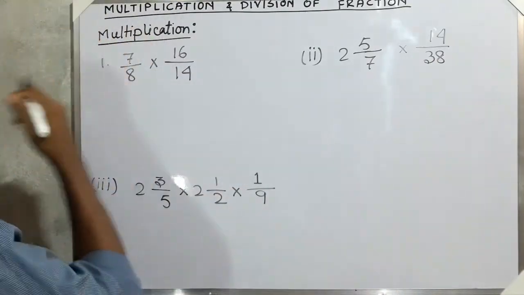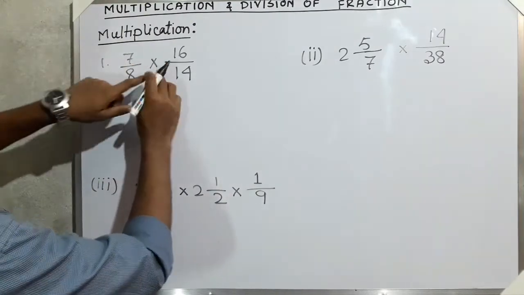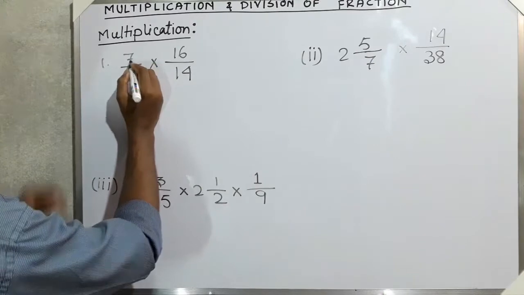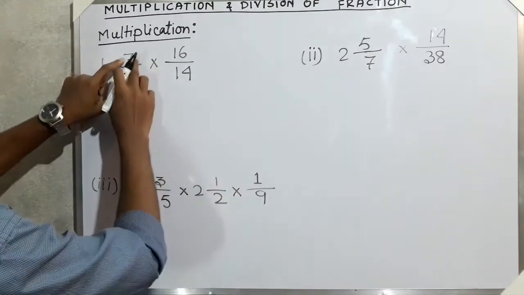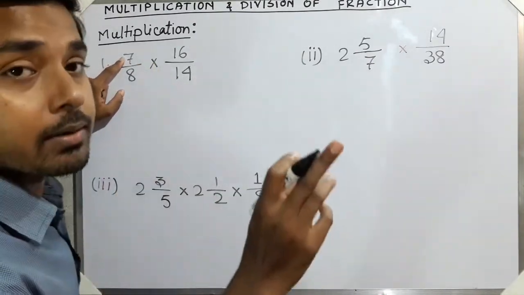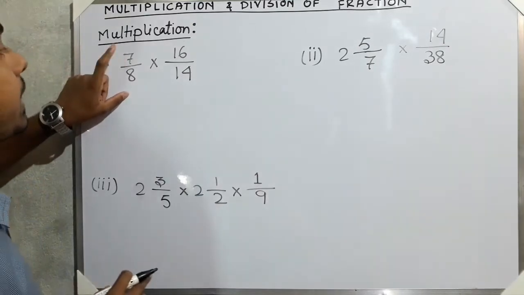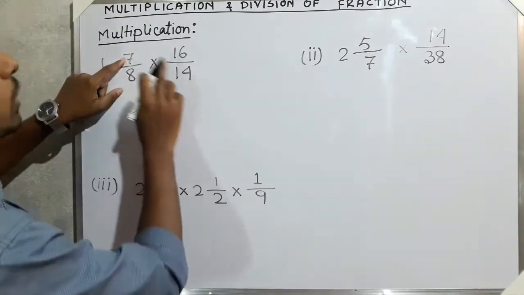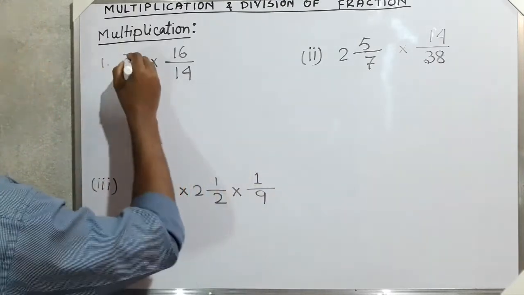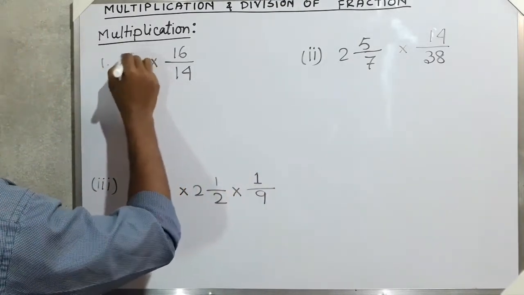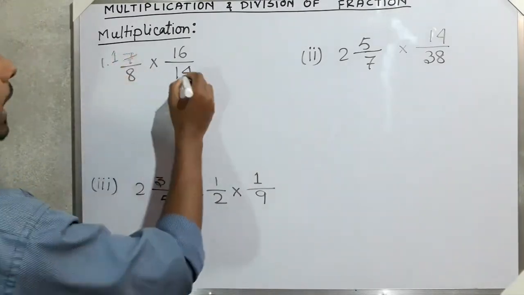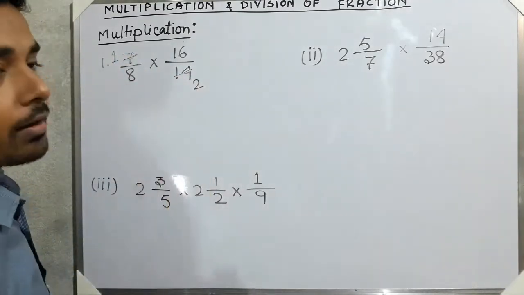First of all, here 7 by 8 and here 16 by 14. Now you can see 7 and 8 can't be cut, but 7 and 14 can be cut, because in the table of 7 we get 14. So 7 twos are 14, we know. So now we are cutting by 7: 7 ones are 7, and 7 twos are 14.